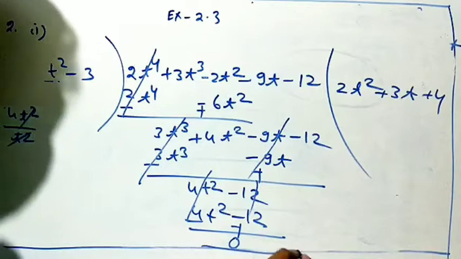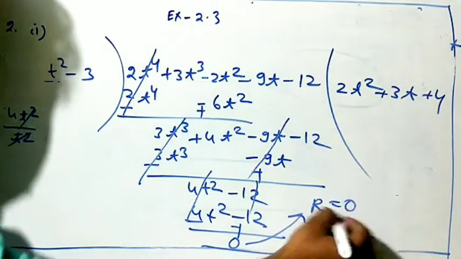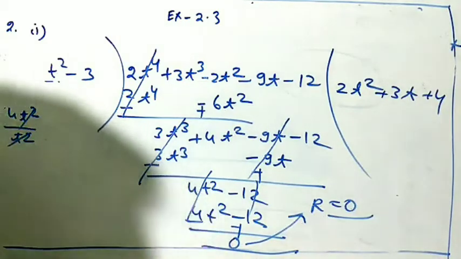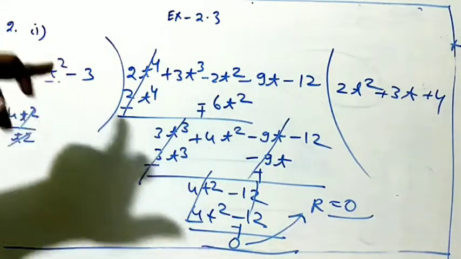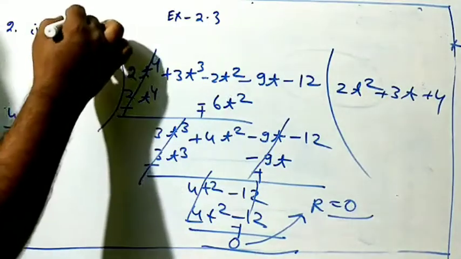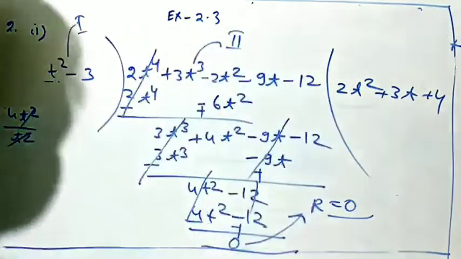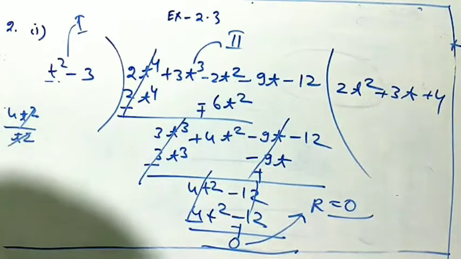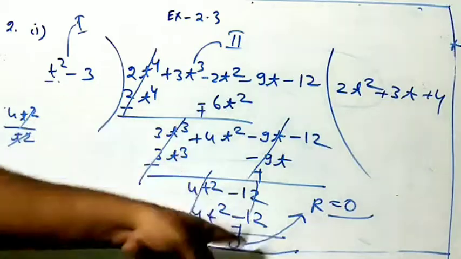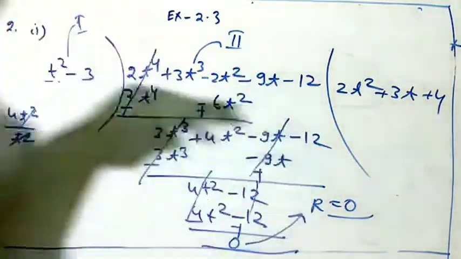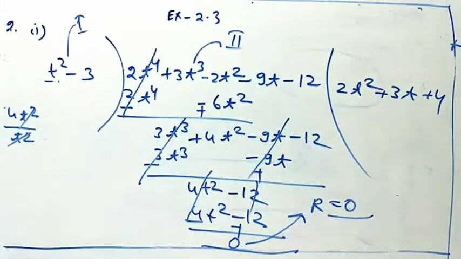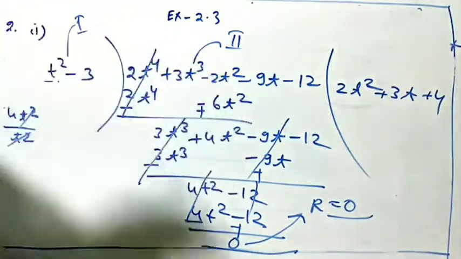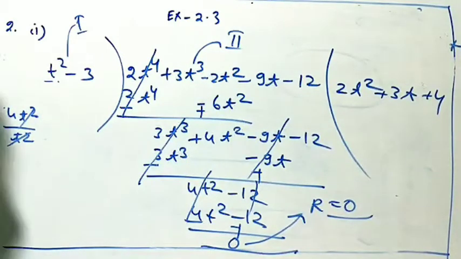So you can see the remainder is 0. The remainder is 0 proves that t square minus 3, which is the first polynomial, is a factor. The question is whether the first polynomial is a factor of the second polynomial. You have to check t square minus 3. The remainder is 0, so it proves that t square minus 3 is a factor of this polynomial, which means the first polynomial is a factor of the second polynomial. It is very easy, but the whole concept is division.